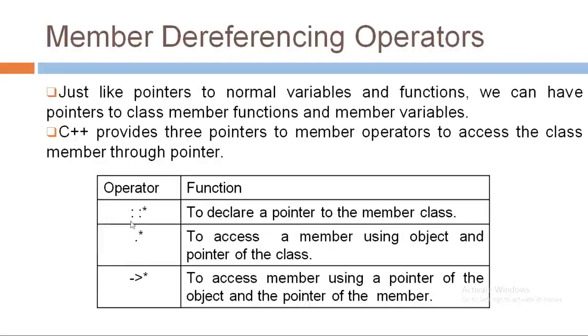Let's see them. The first one is a scope resolution symbol with asterisk symbol. This pointer is used to declare a pointer to the member class. That means the pointer variable will point to the member of a class. Then second one is a dot operator with asterisk. It is used to access a member using object and pointer of that class. And the third one is a arrow operator with asterisk symbol. It is used to access member using a pointer of the object and the pointer of the member. So this is all about member dereferencing operators.